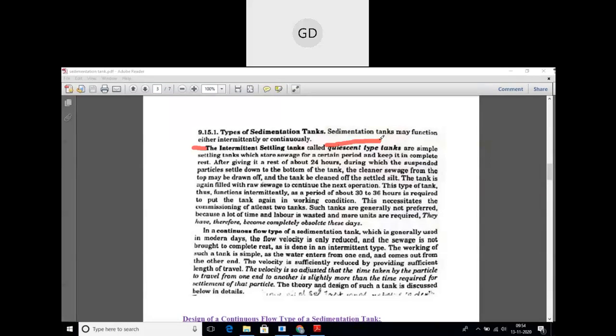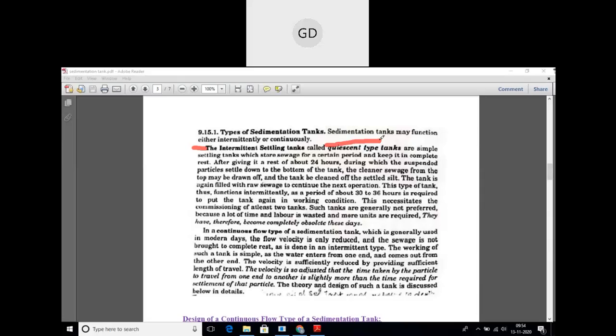Now the tank is again filled with raw sewage to continue the next operation. Did you understand this? The sewage is kept for 24 hours. In that time the particles settle down to the bottom of the tank, and the cleaner sewage at the top may be drawn off. After that the tank can be cleaned, filled again with raw sewage, and the next operation continued. That is the intermittent tank.